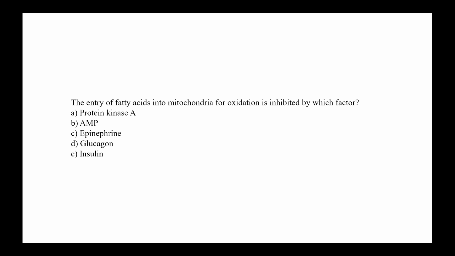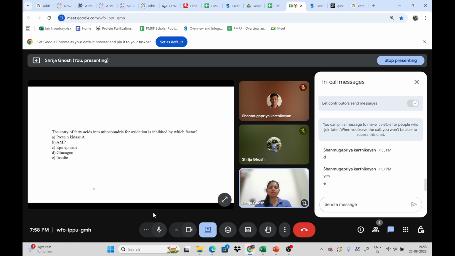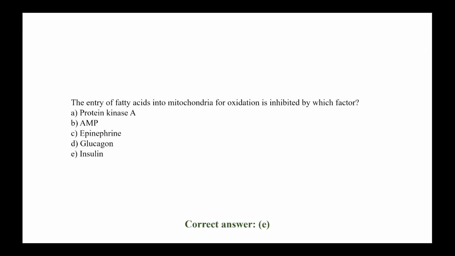Entry of fatty acids into mitochondria for oxidation is inhibited by which factor? Option A, protein kinase A. Option B, AMP. Option C, epinephrine. Option D, glucagon. And option E, insulin. You are saying option E, insulin. That is the correct answer. So insulin basically inhibits the fatty acid oxidation.